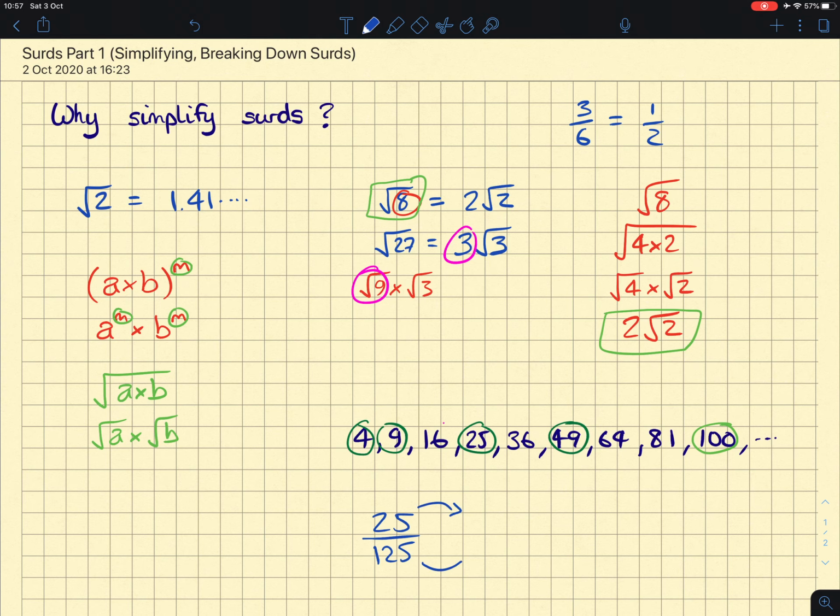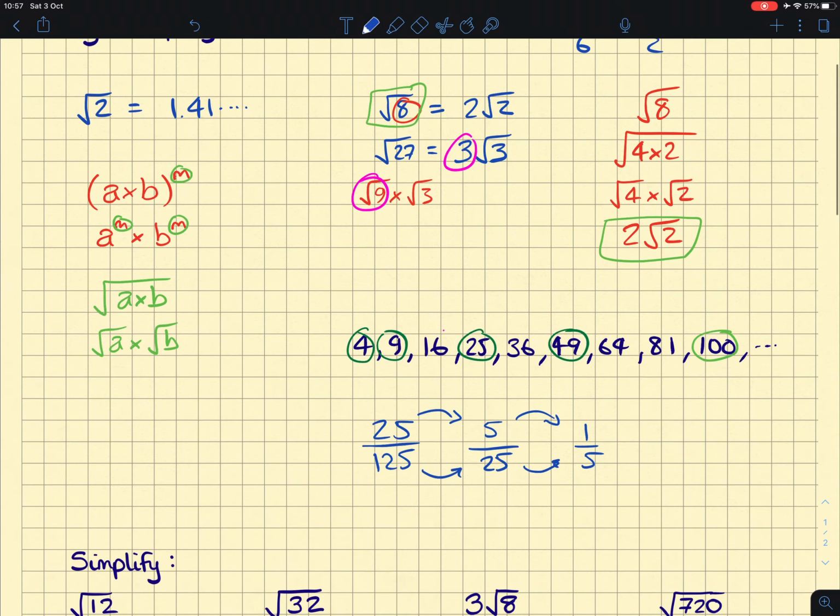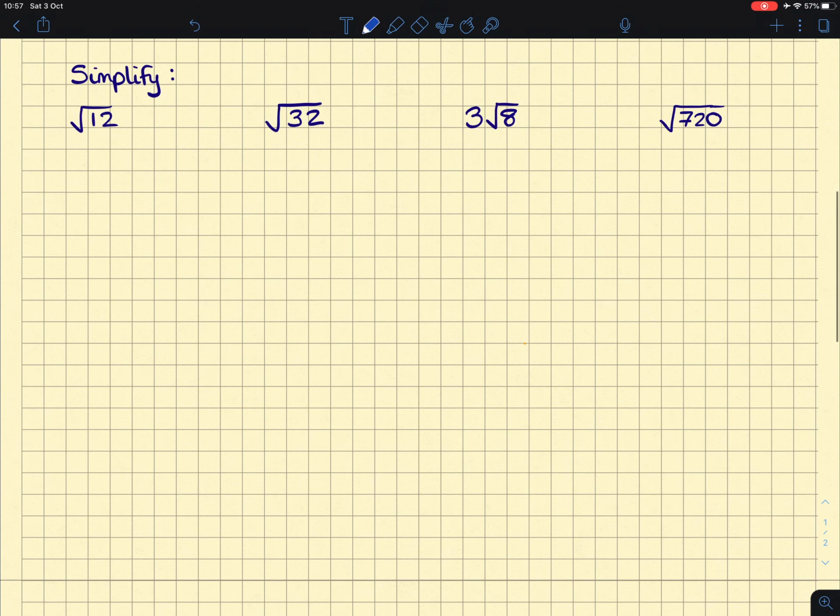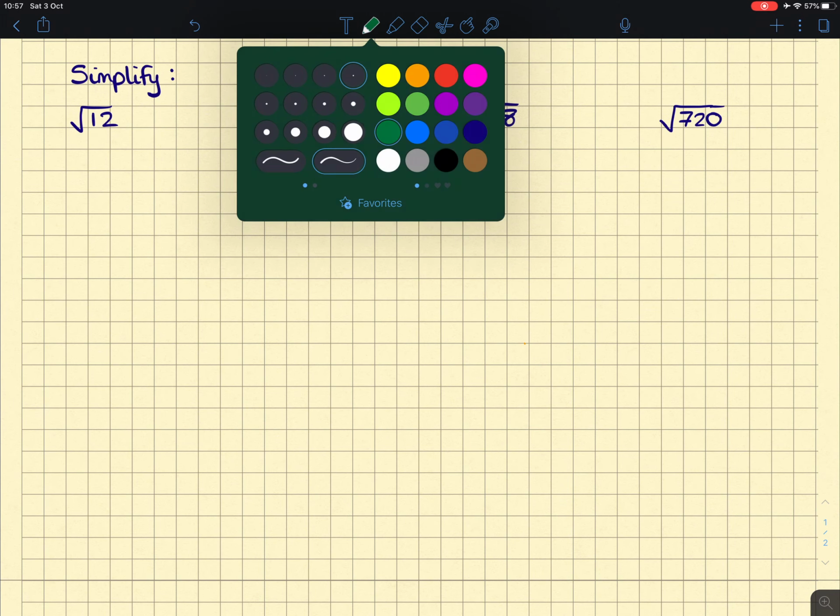Let's just say you knew straight away top and bottom can be divided by 5, then that would turn into that as your fraction, and then you would simplify it again, top and bottom, divide by 5 again, and we end up with a fifth. So you've kind of got this middle step when you simplify fractions as an option. You have the same idea with surds, and you're going to see that just now. So root 12, for example, I'll start with.